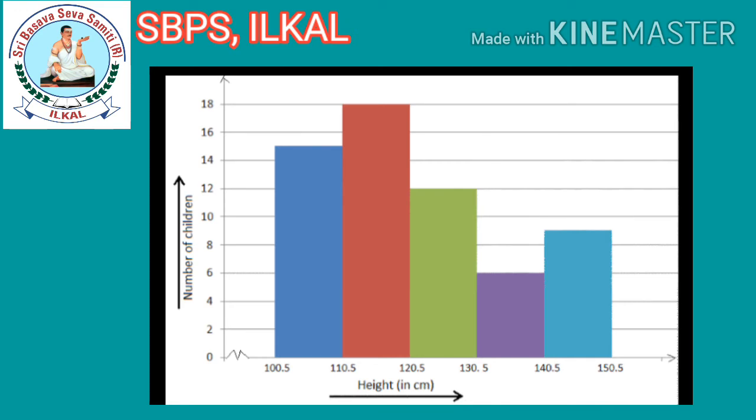Let us consider an example, children. On the horizontal axis, that is the x-axis, height in centimeters. Here, the data is about class intervals 100.5 to 110.5, 110.5 to 120.5. Like this, without leaving a gap, if you draw this graph, we call it a histogram. On the vertical axis, we consider number of children.